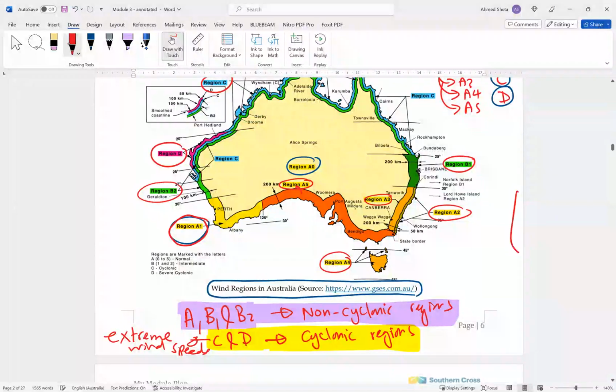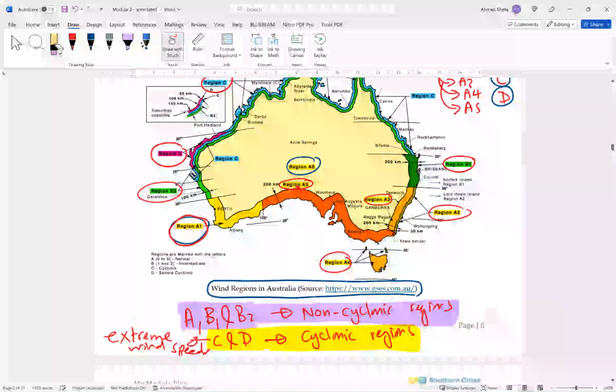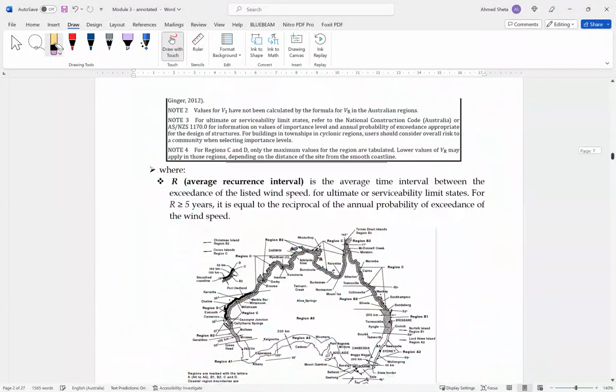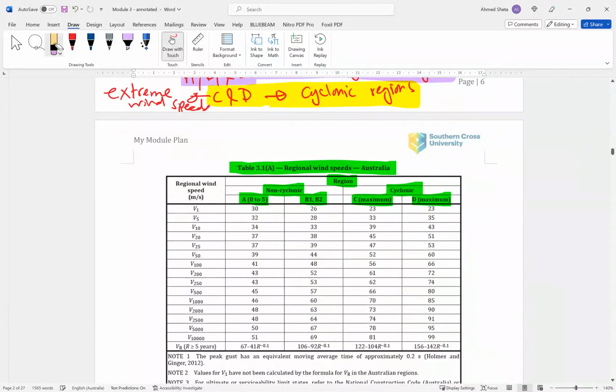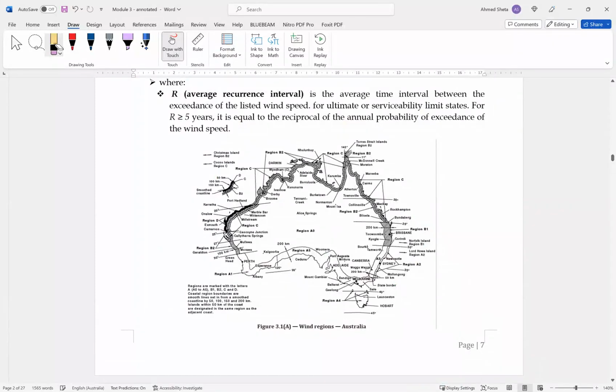Okay, so this is a figure from another source, just to show the colors so it may be clearer to you. And next is a table, and also this is a map from the Australian standard itself. As you can see here, it has more details of the cities. That might be better for you to use when you're searching for your city.